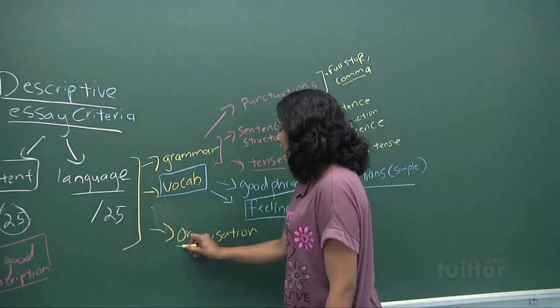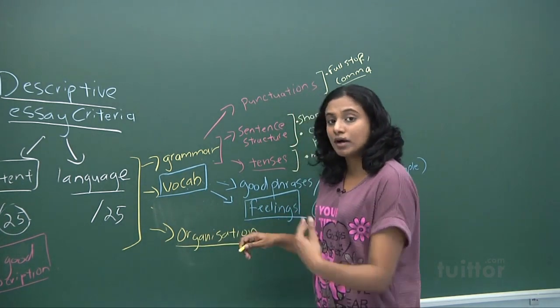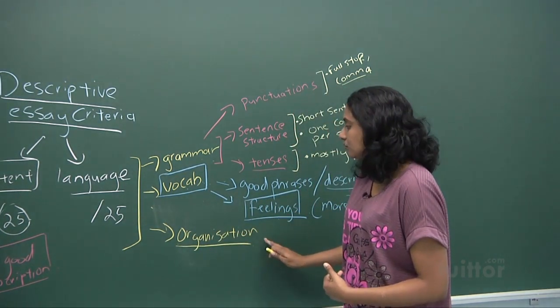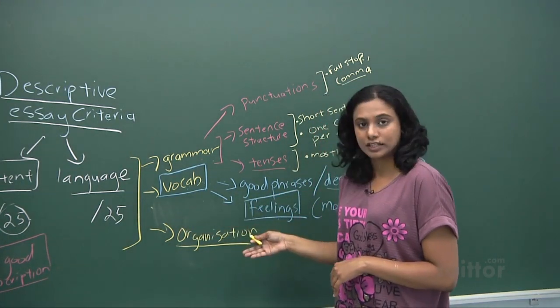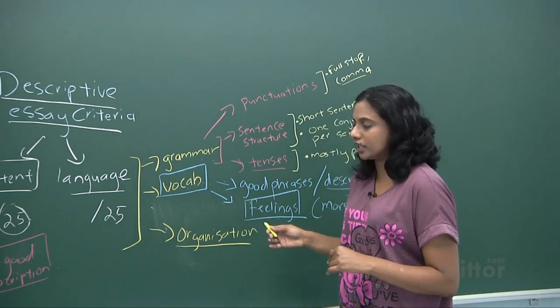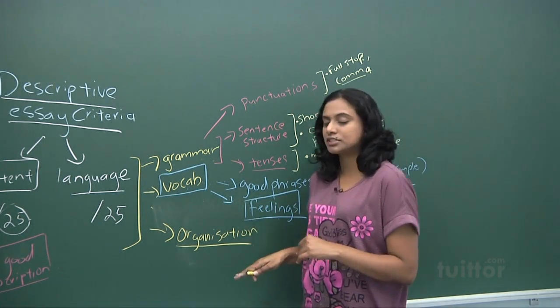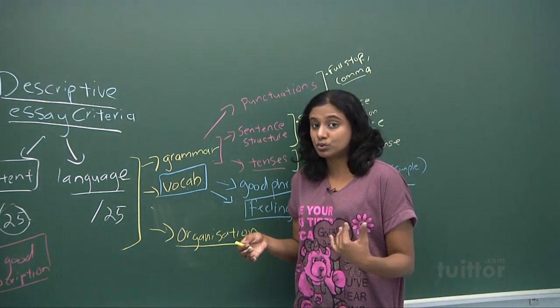Previously in schools, when they marked, they used to have a separate section for organization. That means when they mark, there will be contents, language and organization. Usually they give about 5 marks for that. But now if you look at your compositions, they have taken that out. I'm not sure if some schools still practice it.